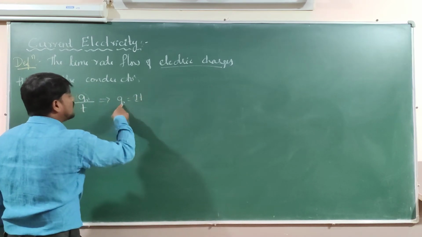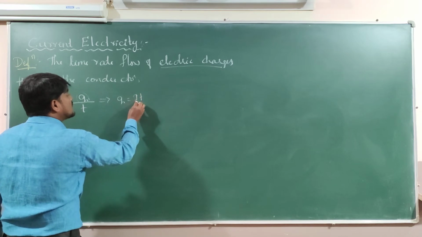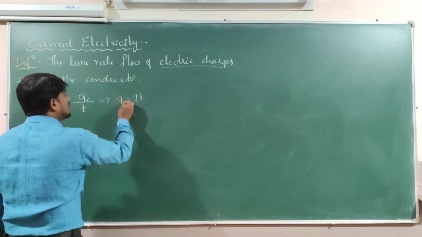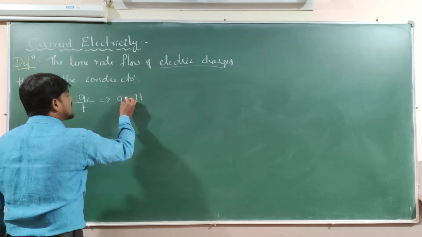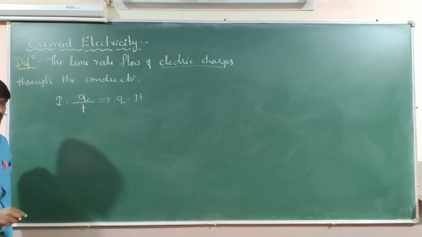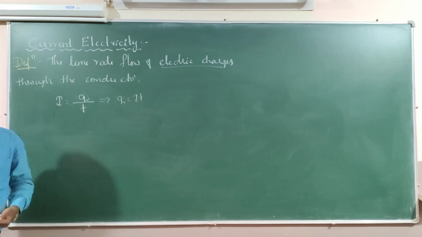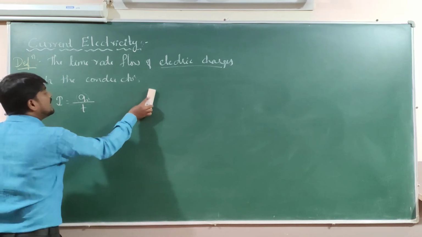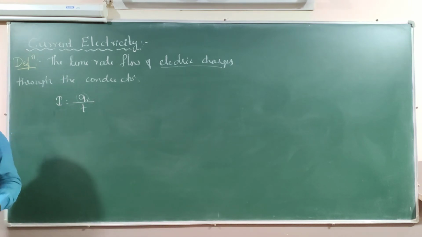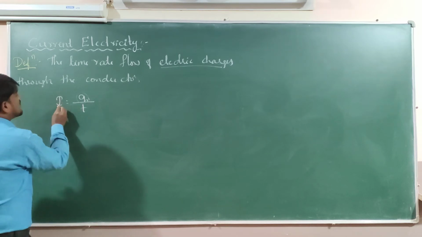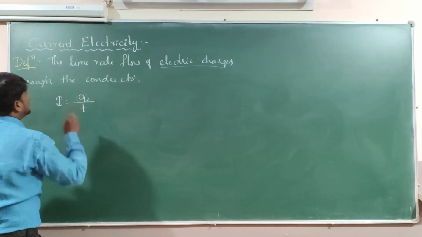Here I use capital Q is equal to IT. Current flowing for 1 second is called what? 1 ampere of current flowing for 1 second is called 1 coulomb of charge. There I referred to it. The same thing I am using here to define the current, that is I is equal to Q by T. So now this is the electric current, I is equal to Q by T.